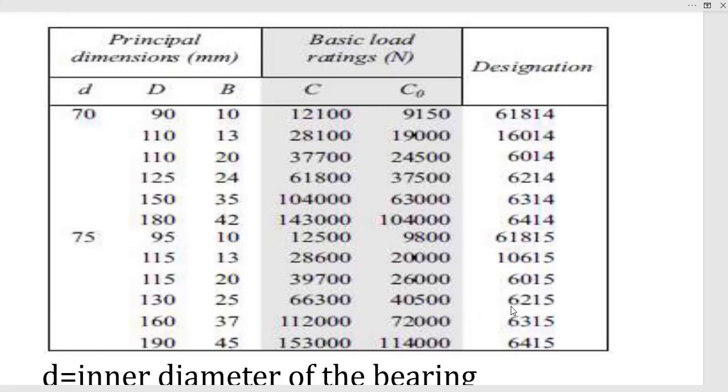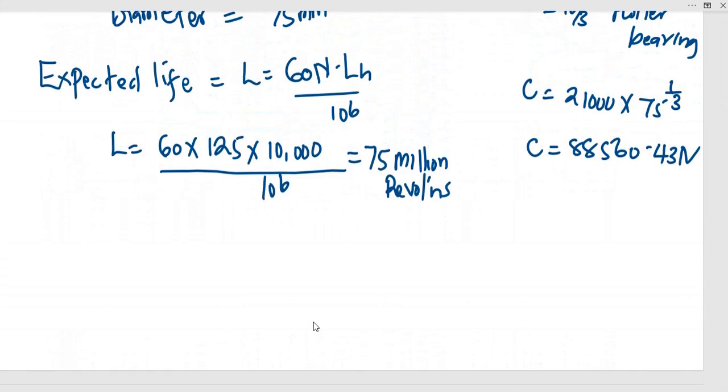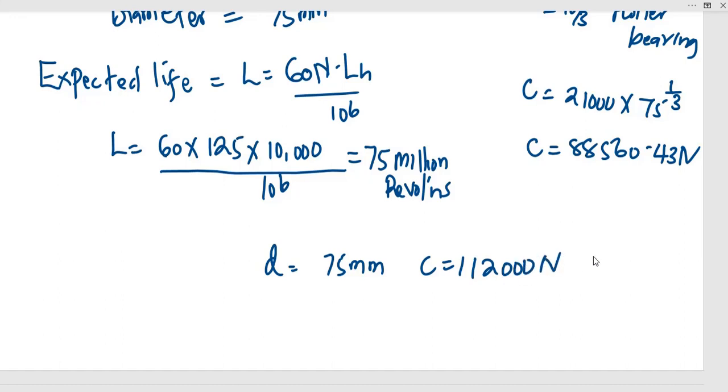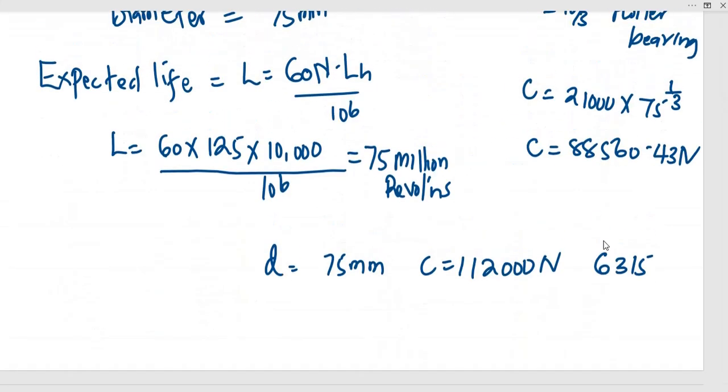Then we also look at the designation of the bearing that corresponds to this particular C. We find what is available for the 75 millimeter diameter. The C that is available is 112,000 newtons, with a designation of 6315. So when you go to the market, this is the designation. We will ask for the 6315 series of diameter 75 millimeters, and so we will be able to select our bearing.